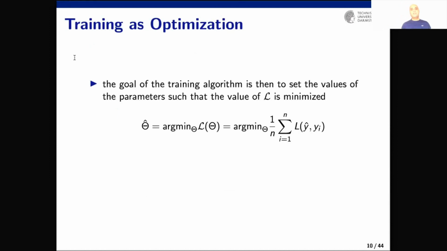Okay. Now that we have also defined the loss function, we can get back to our training and optimization. We said that the goal of the training algorithm is to set the values of the parameters such that the value of the loss is minimized. So our goal is to find the best value for parameters theta, such that by using these parameters, the loss gets to its minimum value.